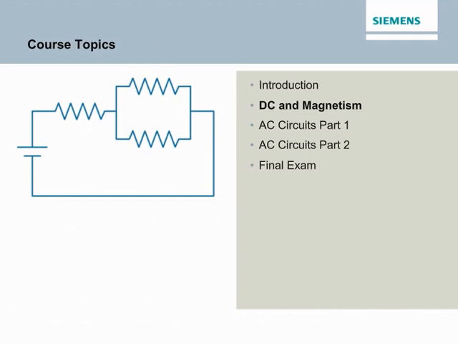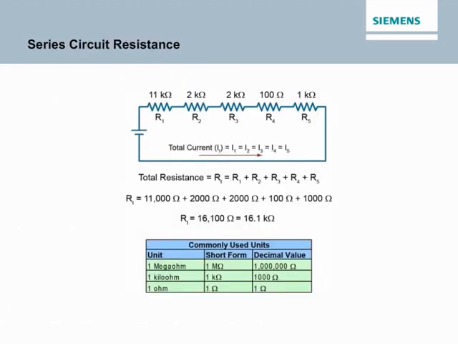Section 2 of this course covers direct current, DC, and magnetism. A series circuit is formed when any number of resistors are connected end-to-end, so that there is only one path for current to flow. The resistors can be actual resistors or other devices that have resistance.